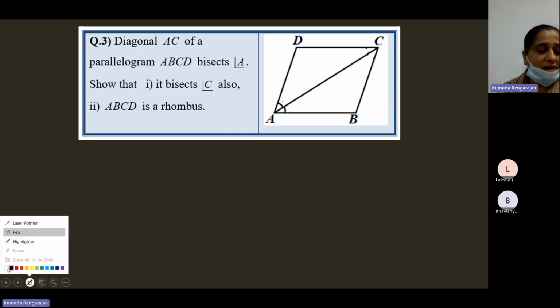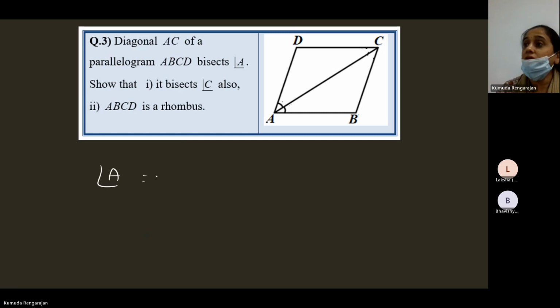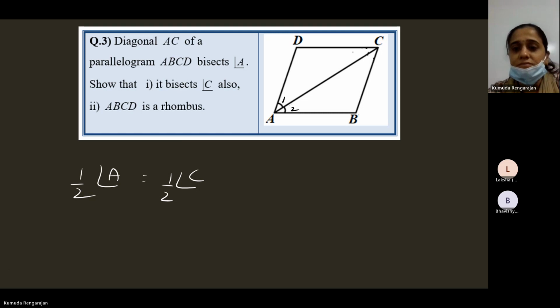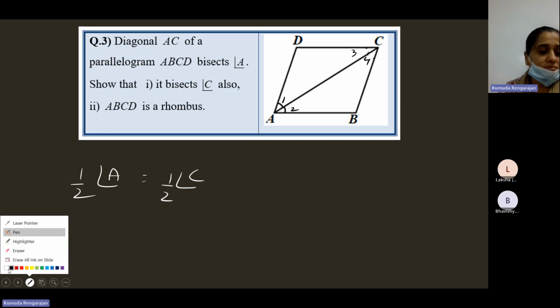For the next one, is angle A equal to angle C? In a parallelogram, opposite angles are equal. Half of angle A is equal to half of angle C. Halves of equals are always equal. What is half of angle A? Angle 1.